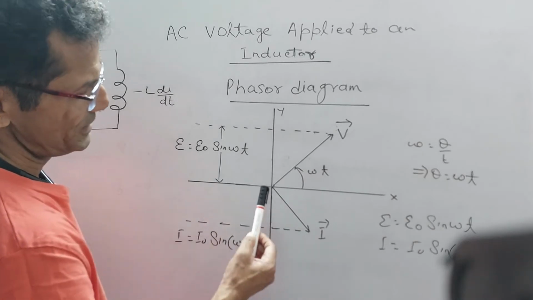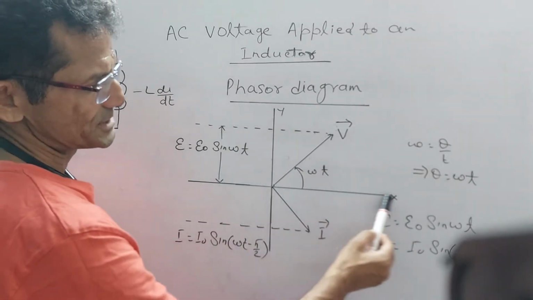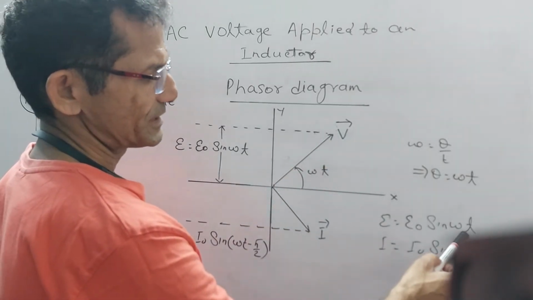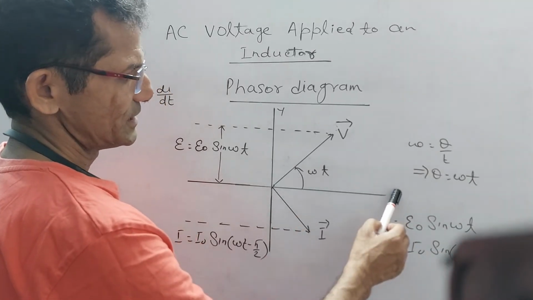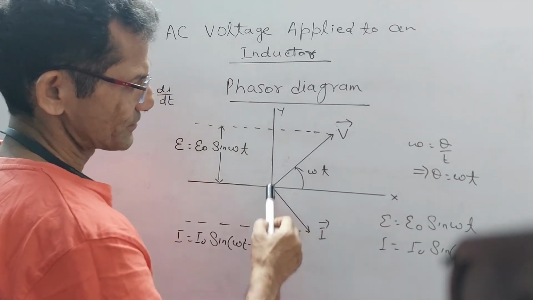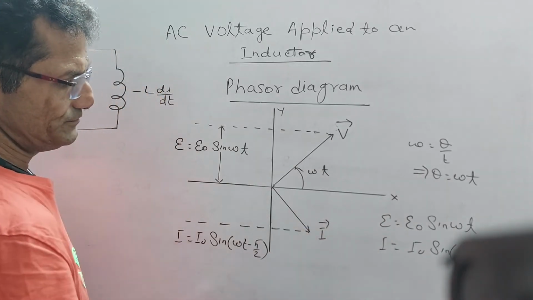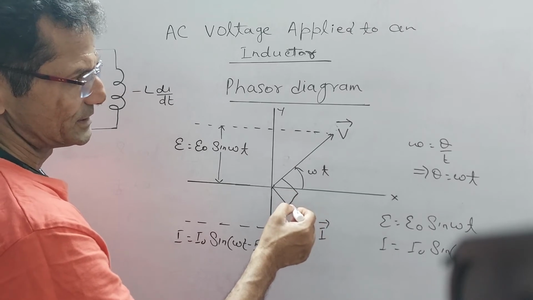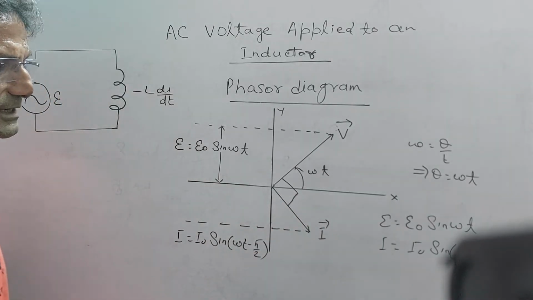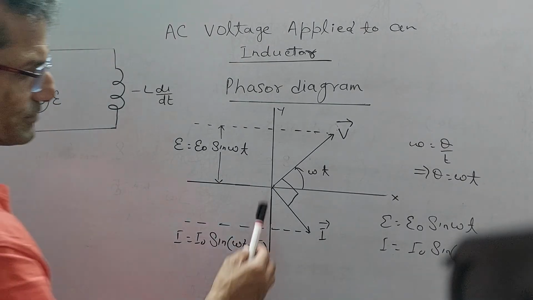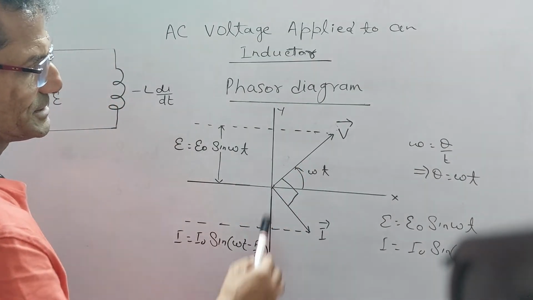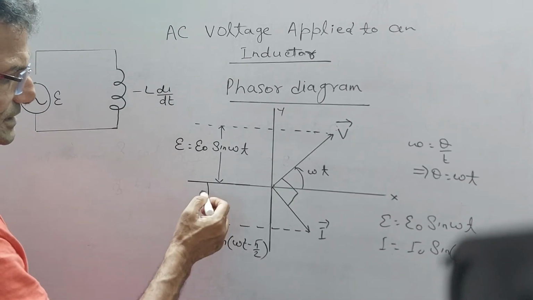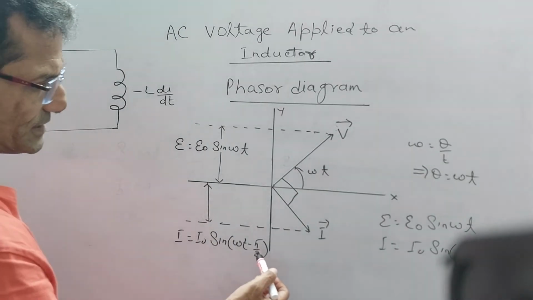Normally the angle should always be made from the positive direction of the x-axis. Here the source voltage vector is making an angle omega t with the x-axis, and the current is lagging behind the voltage by an angle of 90 degrees. That's why the current vector is behind the voltage vector by 90 degrees. The projection of the current on the vertical direction, the y-axis, will be its instantaneous value. This is the instantaneous current in the circuit, which is I naught sine (omega t minus pi by 2).